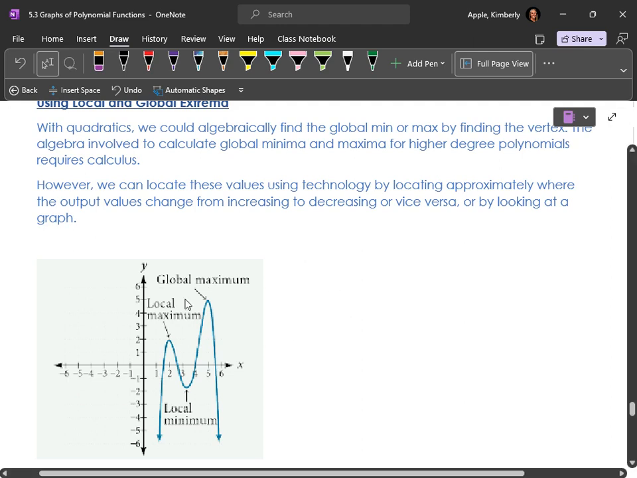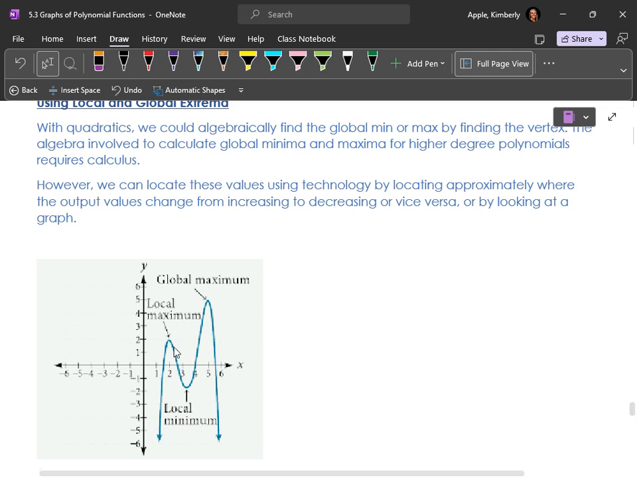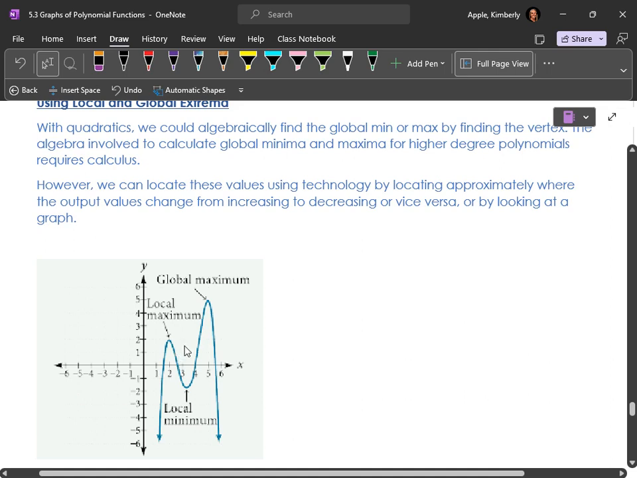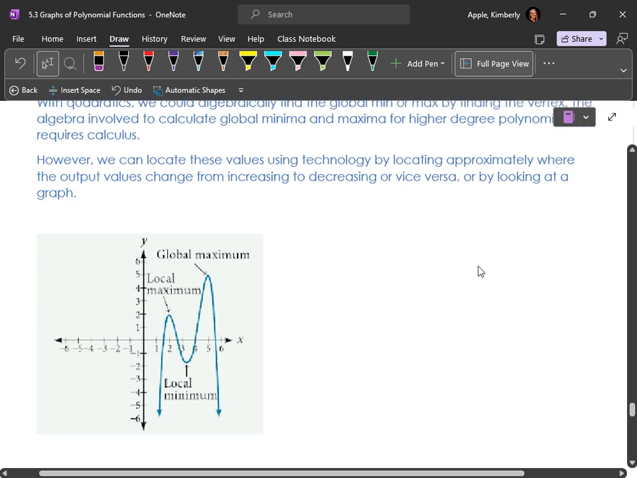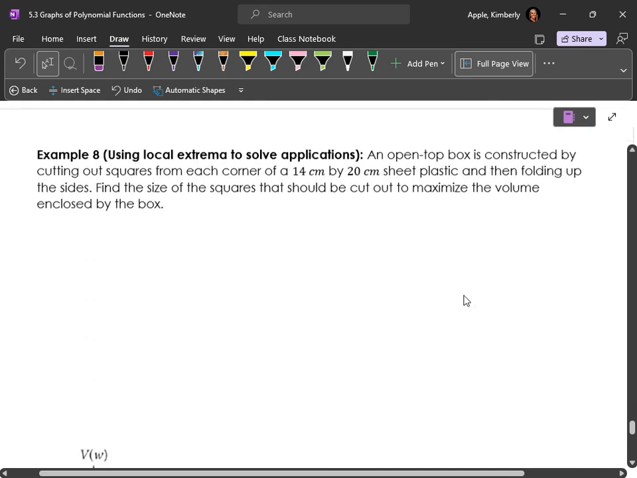And finding the values of these local maxes and mins for a higher degree polynomial, we need calculus to do that. And of course, we don't have that toolkit at our disposal. So what we will do is we will use technology by locating the location where the output values change from increasing to decreasing or vice versa, or by simply looking at a graph.